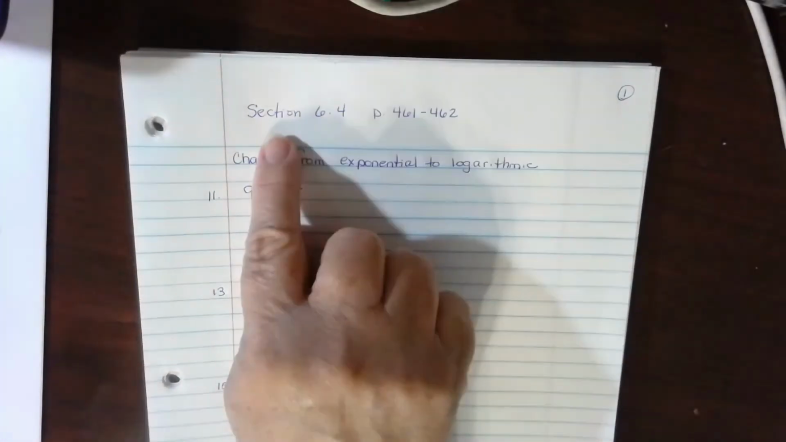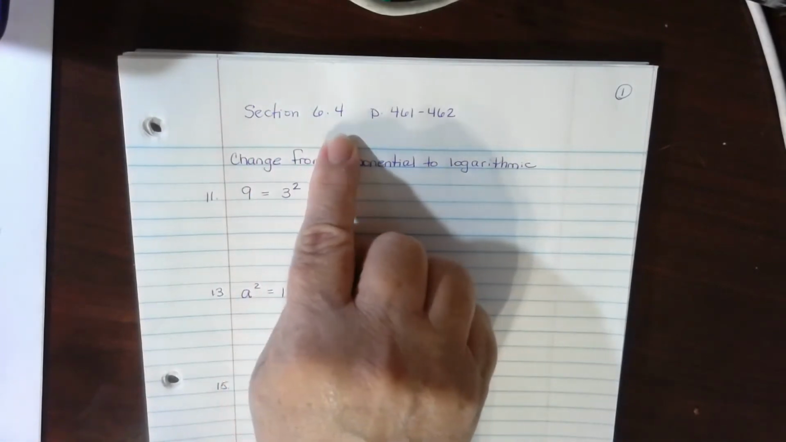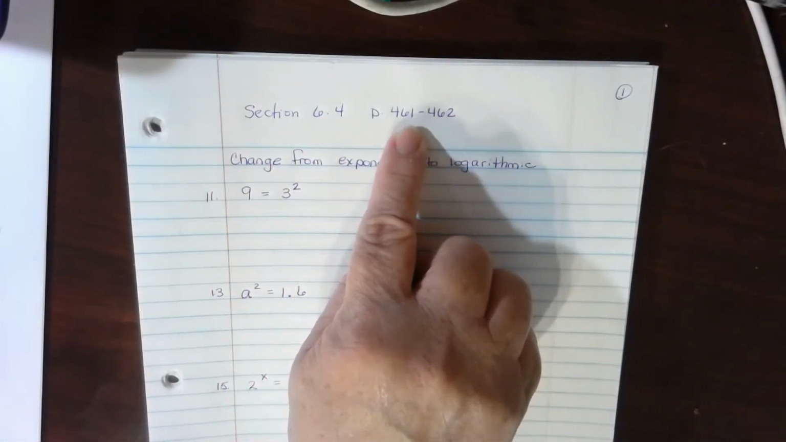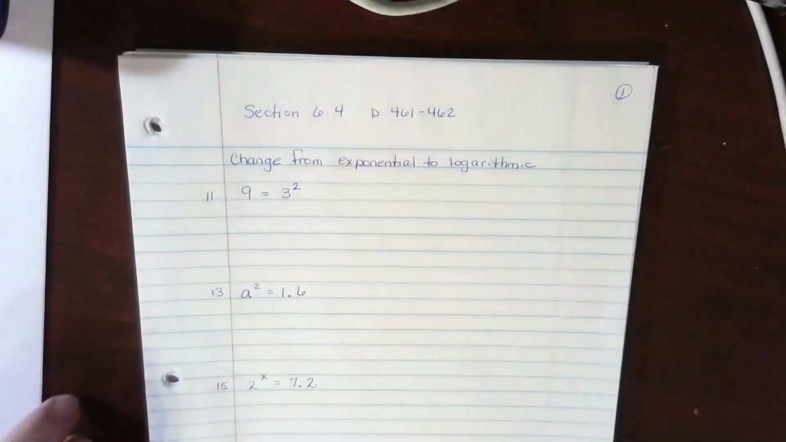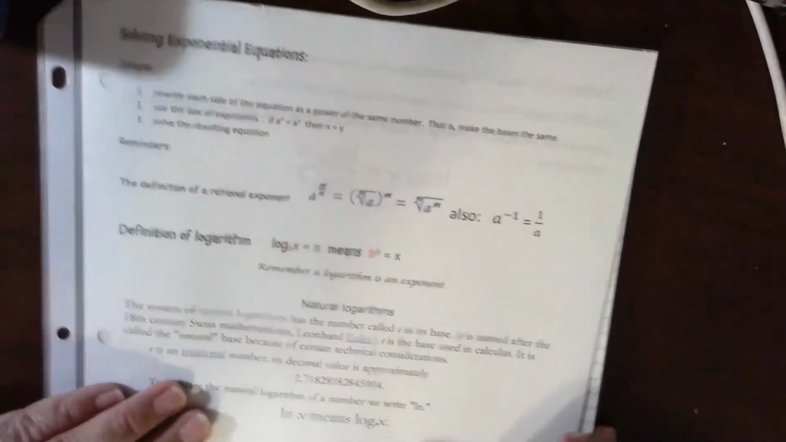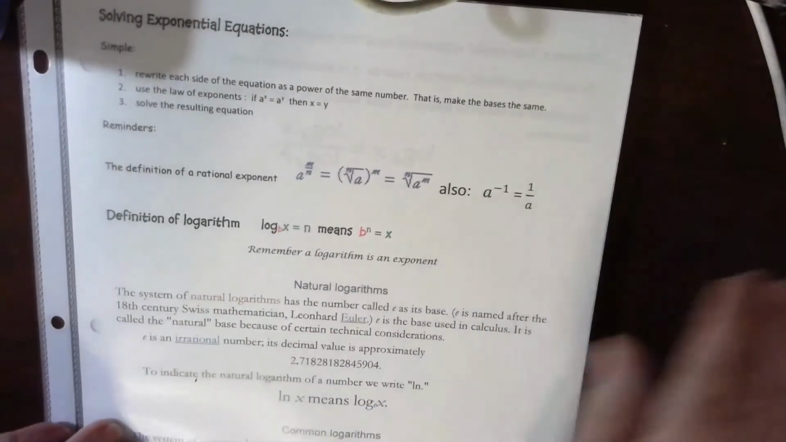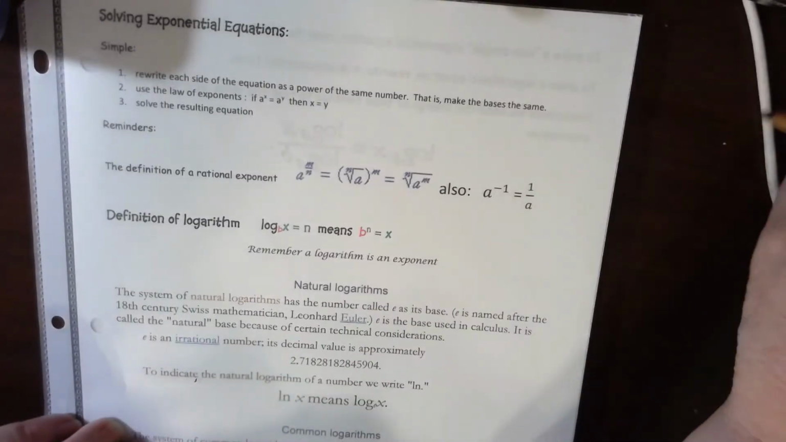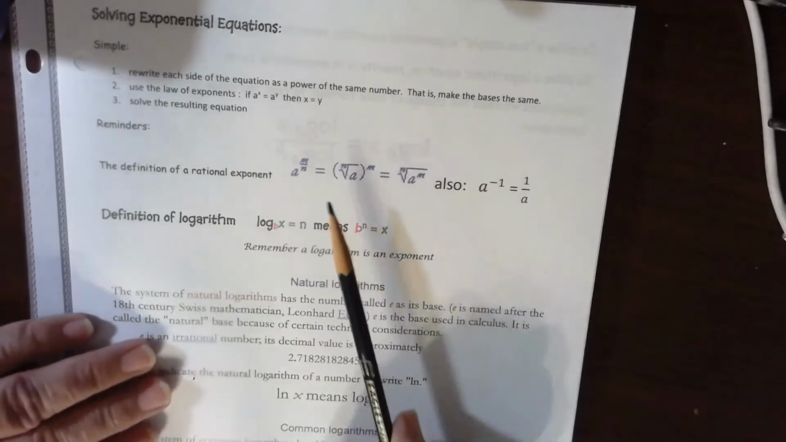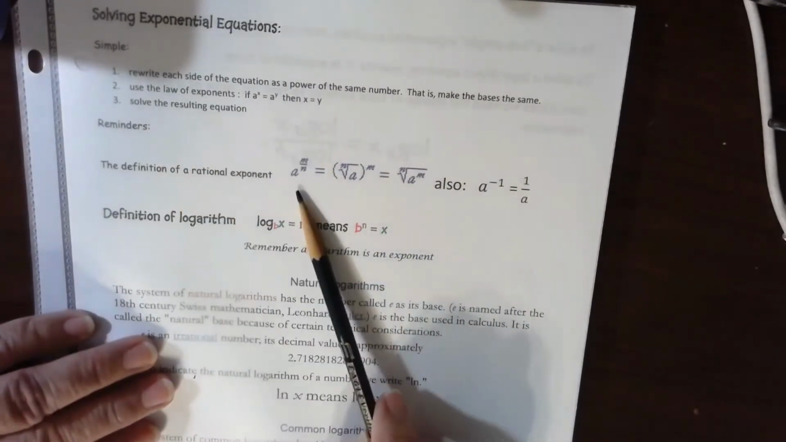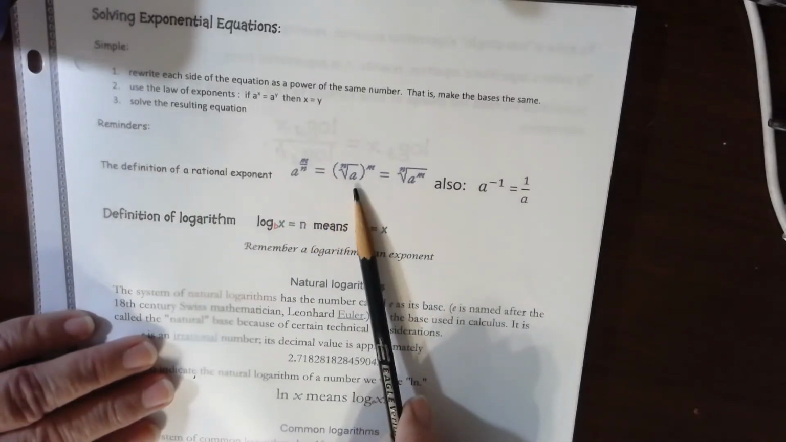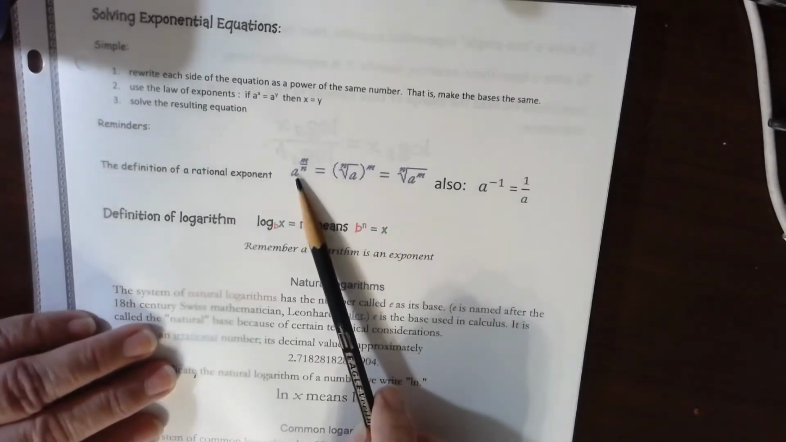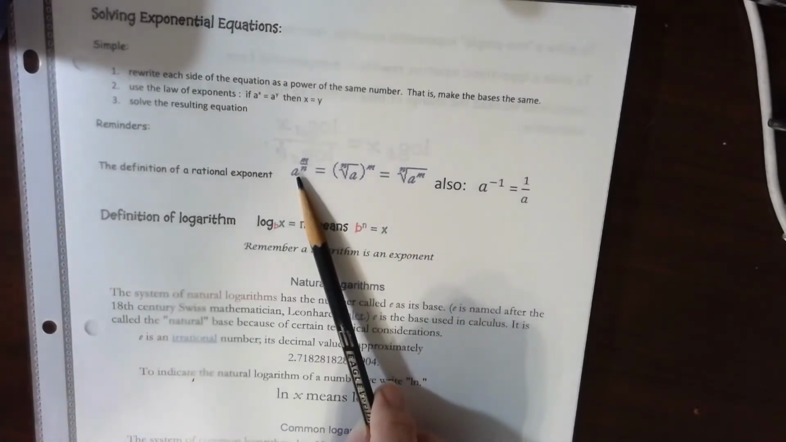All right, this lesson is coming from section 6.4, and the exercises are on page 461 and 462. Before we start the exercises, I want to look back at the handout that I gave you in the last lesson, because part of this refers to section 6.4 as well. Right here, these are some reminders that you're going to need as we work through some of the problems. This is some stuff from the past. Good review for the final.